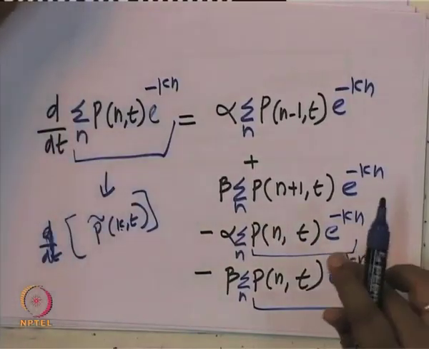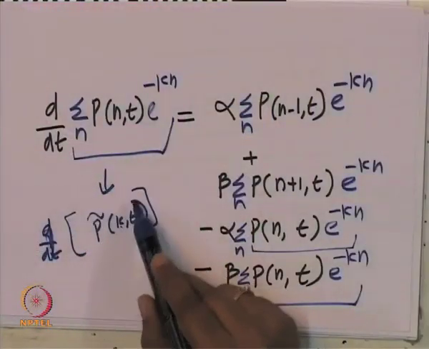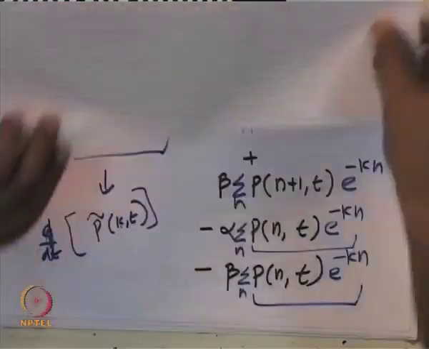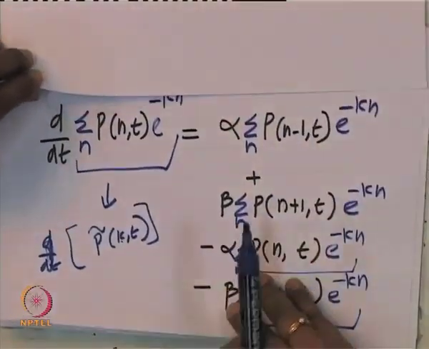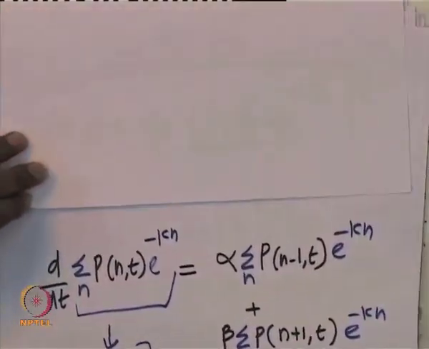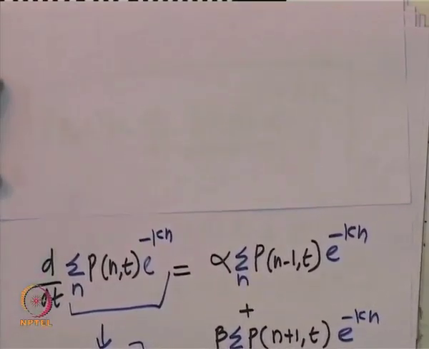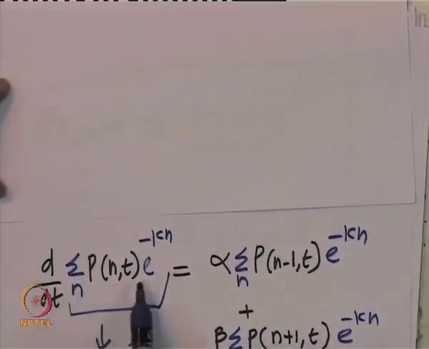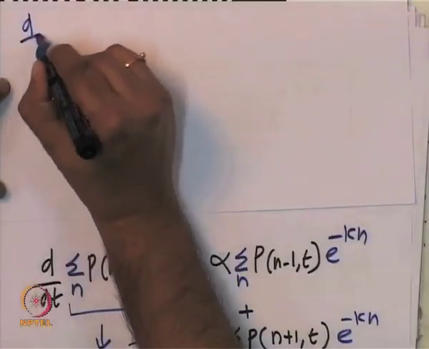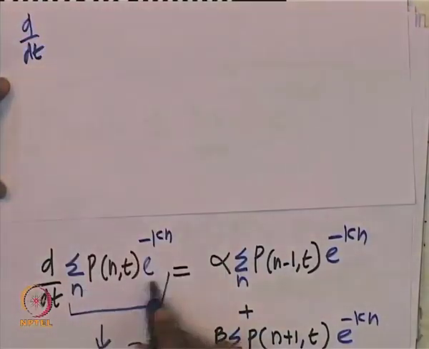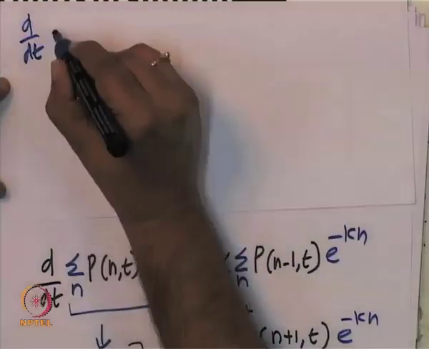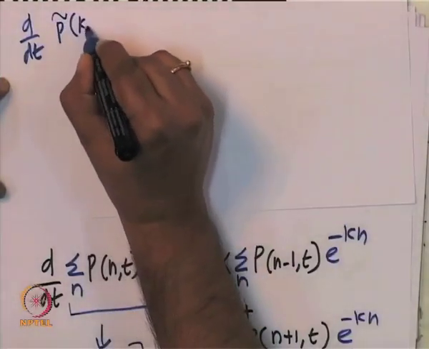So, let us rewrite this a bit. Let us look at this equation a little more carefully here. So, this term I call d by dt of p tilde of k comma t.